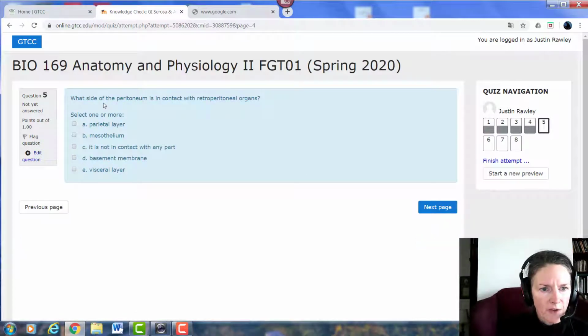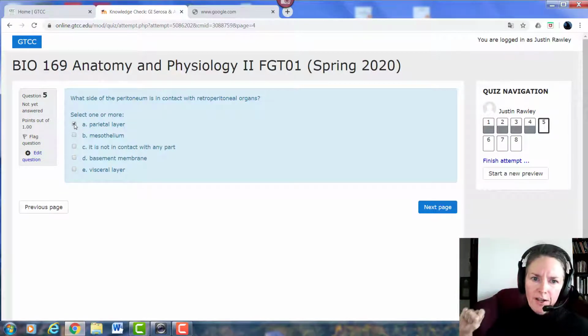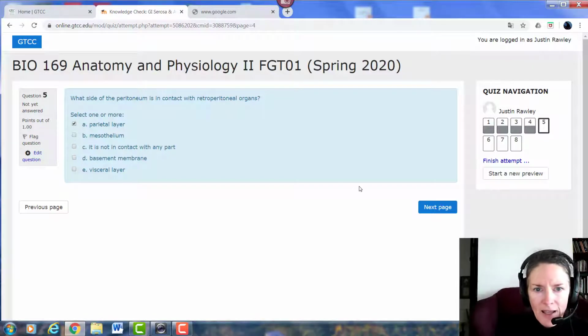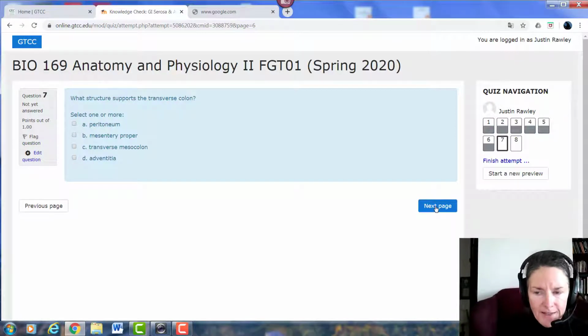All right, so what side of the peritoneum is in contact with the retroperitoneal organs? Well, that would be the parietal layer, because remember, the peritoneum is now going to be covering the anterior surface, and these retroperitoneal organs are locked into the back body wall, so they're not in the peritoneum. All right, what mesentery is found between the liver and the stomach? That would be the lesser omentum. And remember, we missed one purposefully to see what the feedback will be.